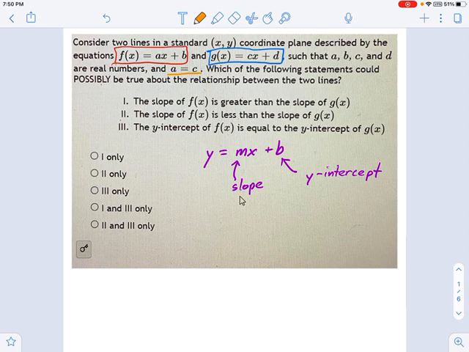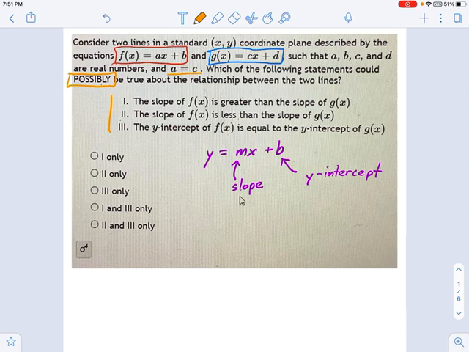So what is a and what is c? Well, those are the slopes of these lines, which means they are equal to each other. They have the same slope. And now I want to know which of these statements right here could possibly be true. That's an important word, possibly. It's not must be, it's not cannot, it's possibly true.